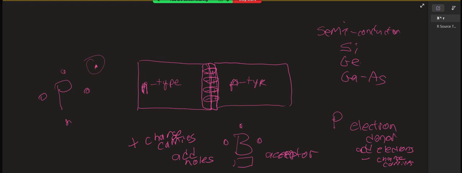So we have positive here and negative here. And the effect of that is to make an electric field that resists the flow of electricity in one direction, but allows it in the other direction, and that's what makes a diode. This region is called the depletion zone, or depletion region. It has other names as well.